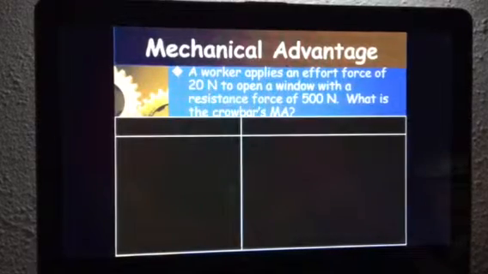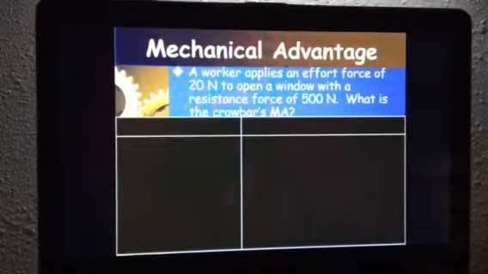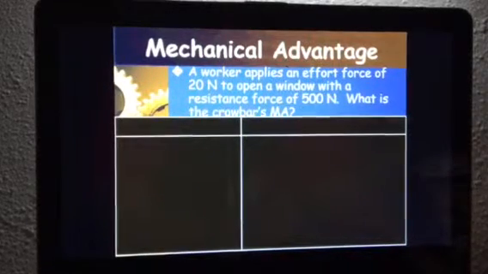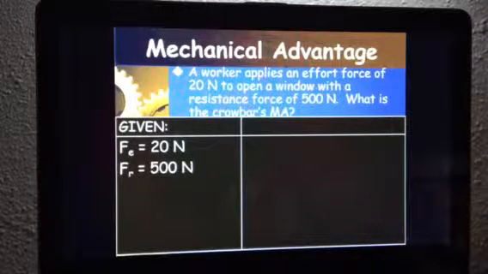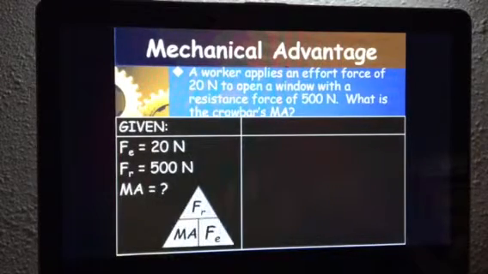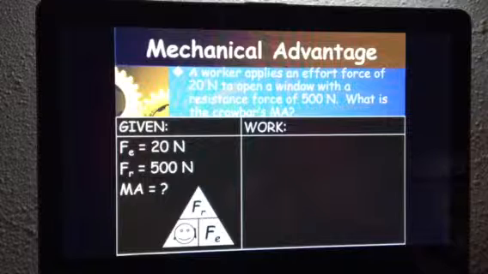So let's calculate this. A worker applies an effort force of 20 newtons to open a window with a resistance force of 500 newtons. What is the crowbar's MA, or mechanical advantage? We're given the effort force and the resistance, and we have to find the MA. Now you can pause this and work on these problems.